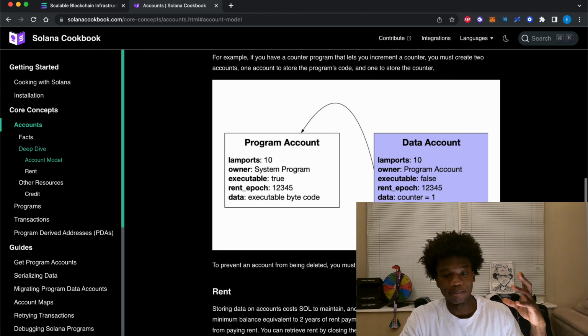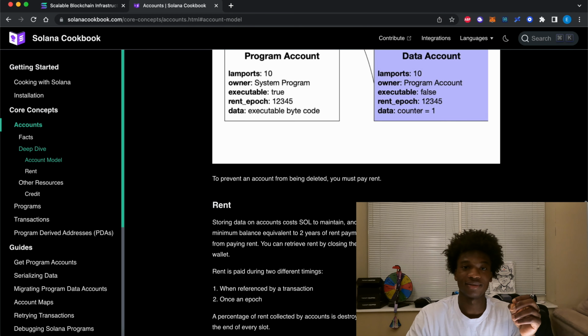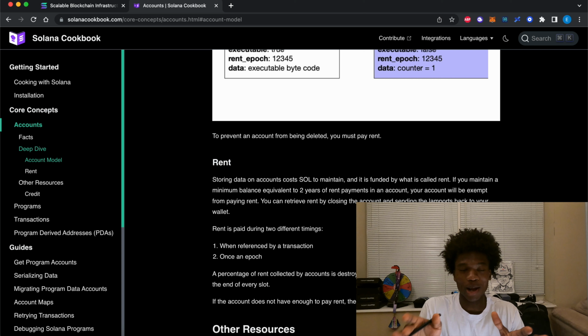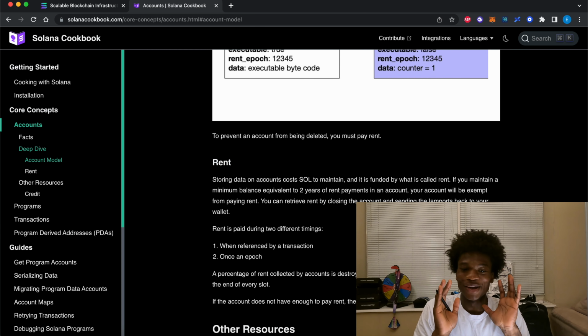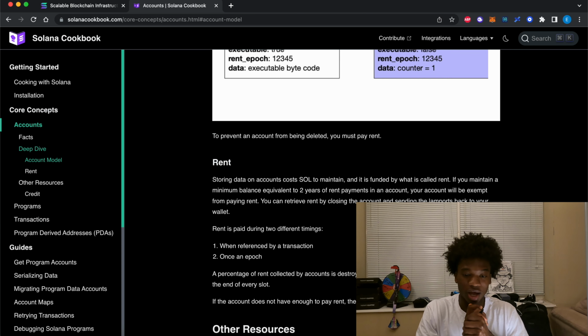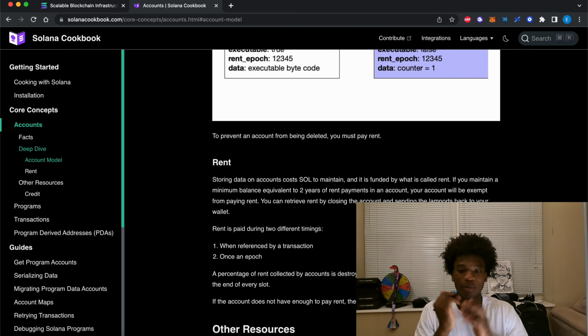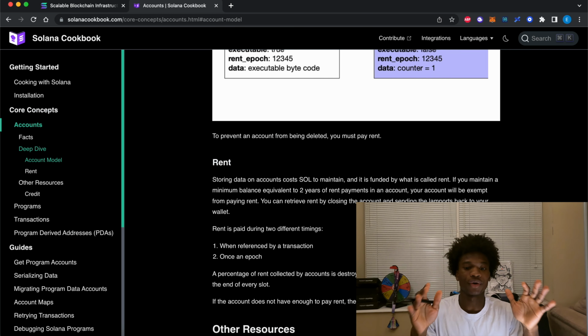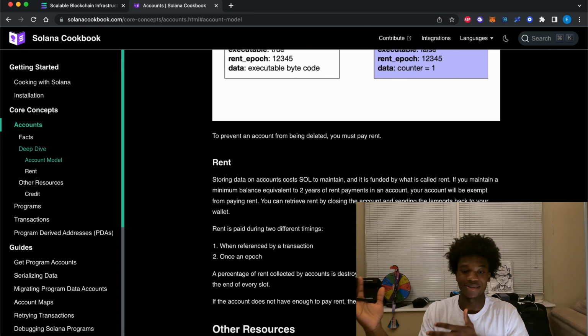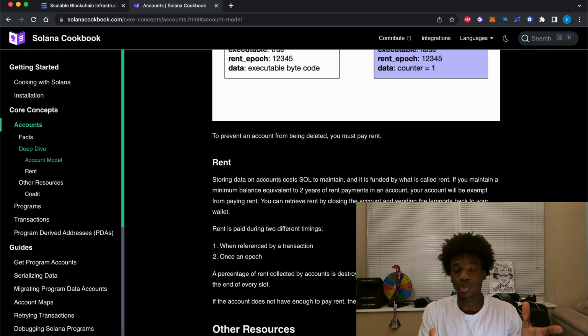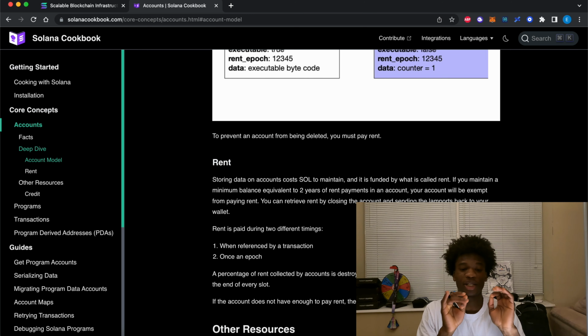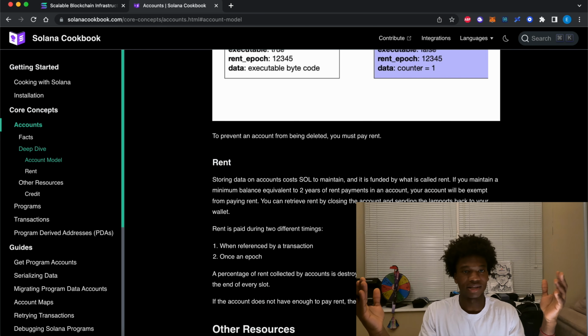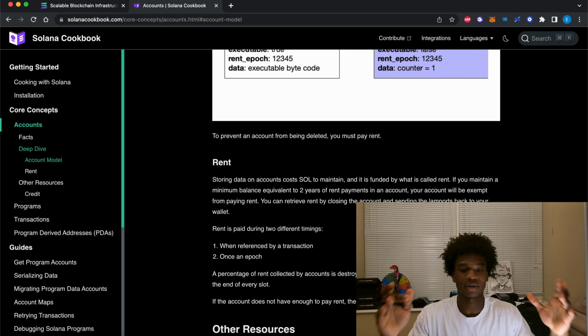To prevent an account from being deleted, you must pay rent. Yes, to be on the network, you have to pay rent. Storing data on accounts costs SOL to maintain and is funded by what is called rent. If you maintain a minimum balance equivalent to 2 years of rent payments in an account, your account will be exempt from paying rent. So just when you're programming, keep this in mind and make sure you keep at least 2 years of rent so that you don't get charged at all. It's a means of collateral to make sure the network stays intact.